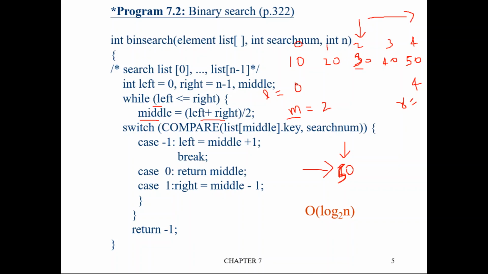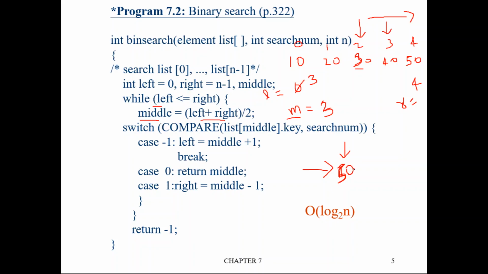What is M? 2. 2 plus 1 is 3. So L will become 3 in the next round. Now once again we calculate middle, (left plus right) by 2. 4 plus 3 is 7. 7 by 2 is 3.5. So with integer division, let us see it is 3. So middle is 3. Now we go to the third location and see whether this element is equal to the element to be searched.